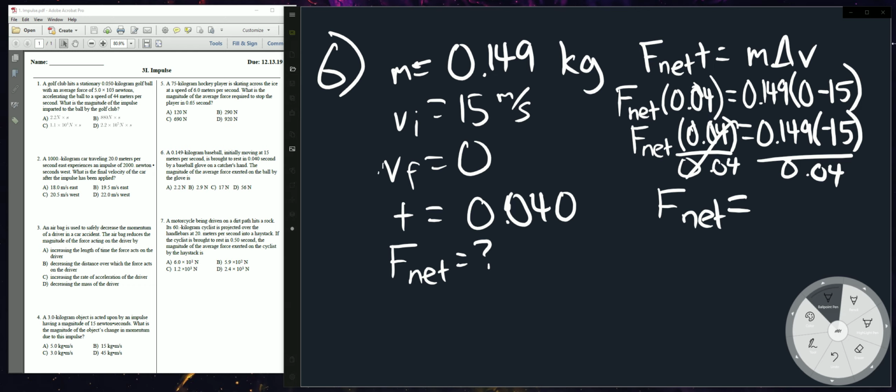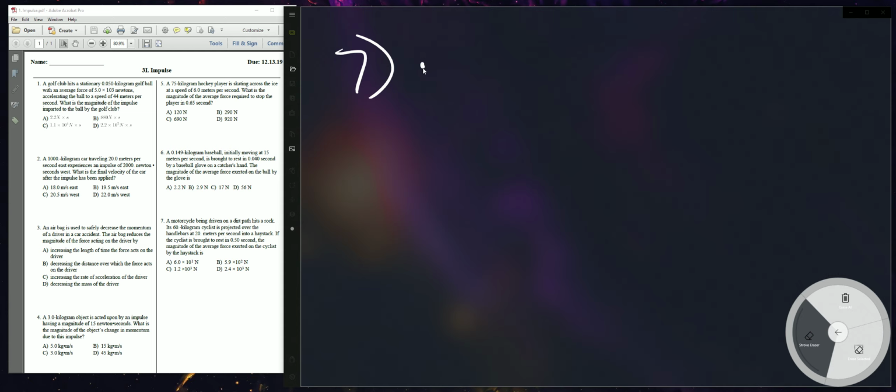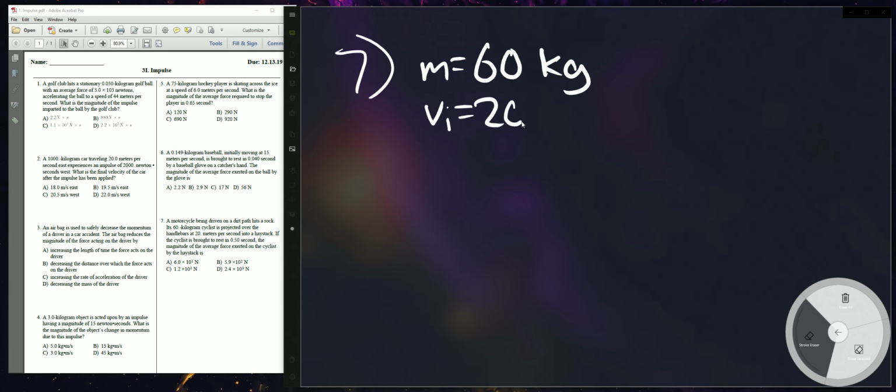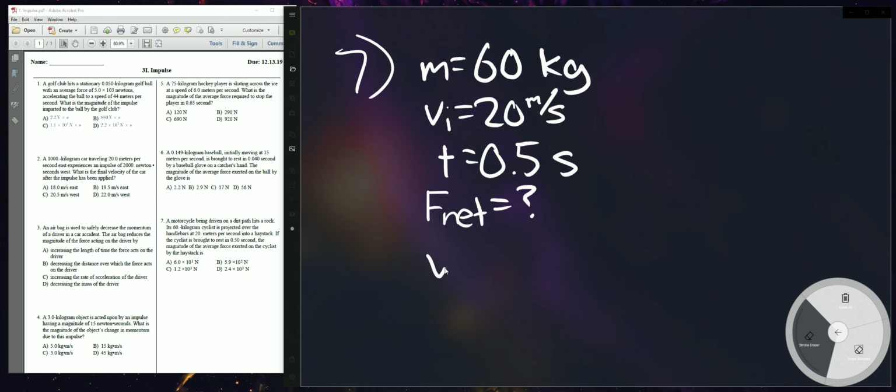7. The motorcycle is being driven on a dirt path, hits a rock. If you just read this problem and go step by step, sentence by sentence, you should figure out what your knowns are. What is the magnitude of the average force exerted on this cyclist by the haystack? If he's brought to rest, you know your final velocity is 0. And you're just setting up your formula again.